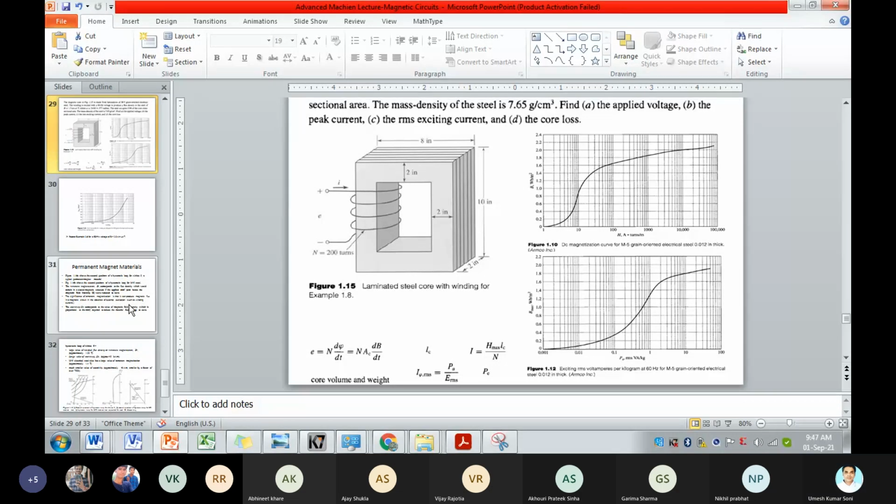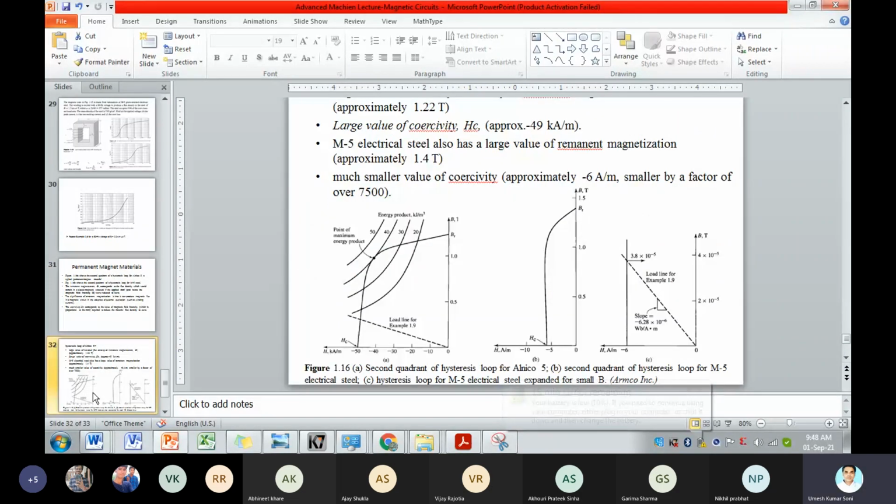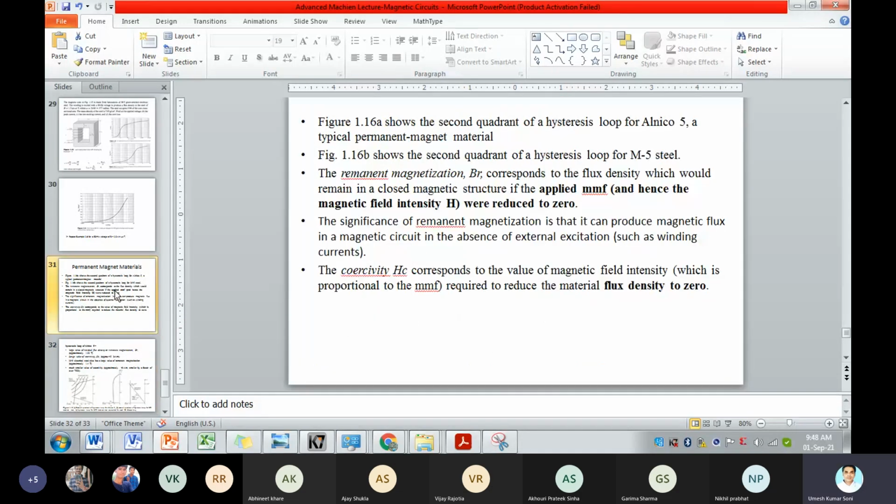Here you can see that the first and second quadrant of this hysteresis loop is shown for different materials, and there is a coercivity and remnant flux density, BR. So here you see remnant magnetization BR corresponds to the flux density which would remain in a closed magnetic structure even if the magnetic field intensity is zero.